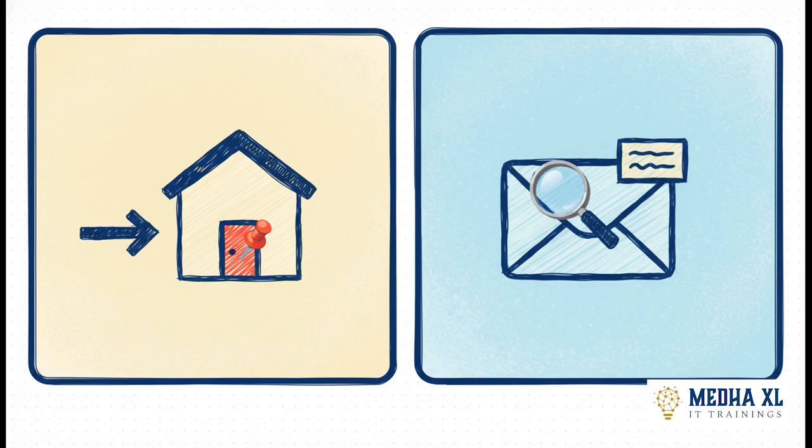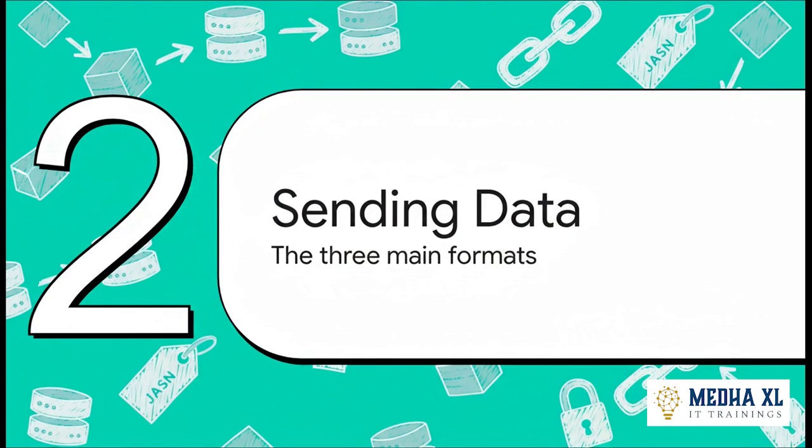A query parameter, though, is like writing, please sort mail by last name on the envelope. It's an optional instruction that helps filter or sort what you get back from that address. Make sense? Okay, so that's how we ask for stuff.